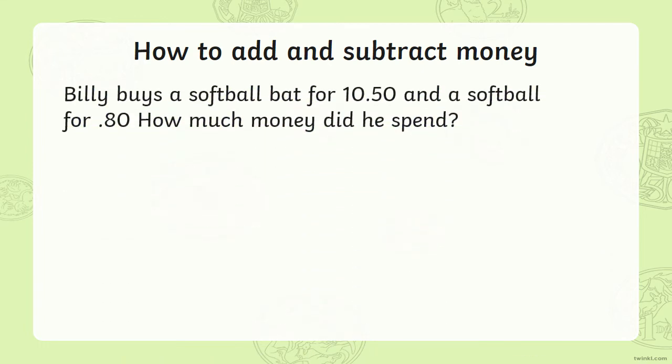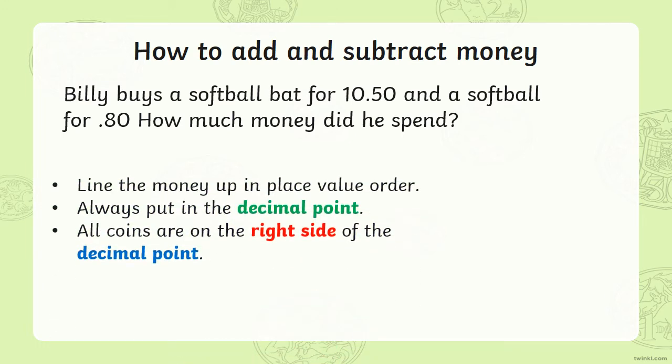Now let's look at this word problem. Billy buys a softball bat for $10.50 and a softball for 80 cents. How much money did he spend? Spend tells us to add. Remember our rule, line up the money in place value order. Always put in the decimal point, and coins are placed at the right side of the decimal point.